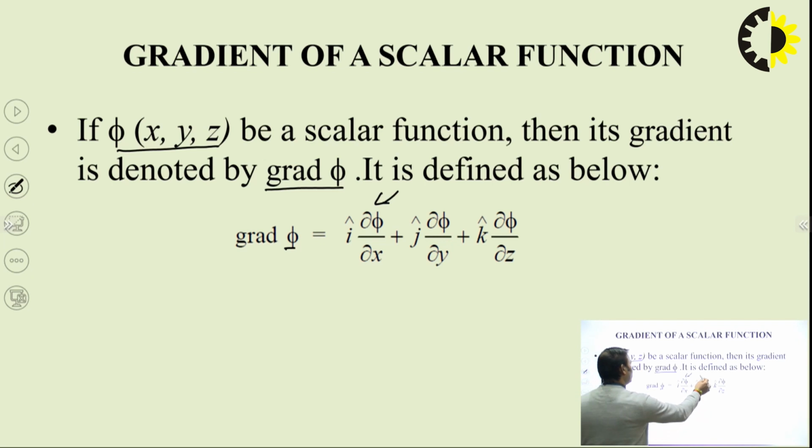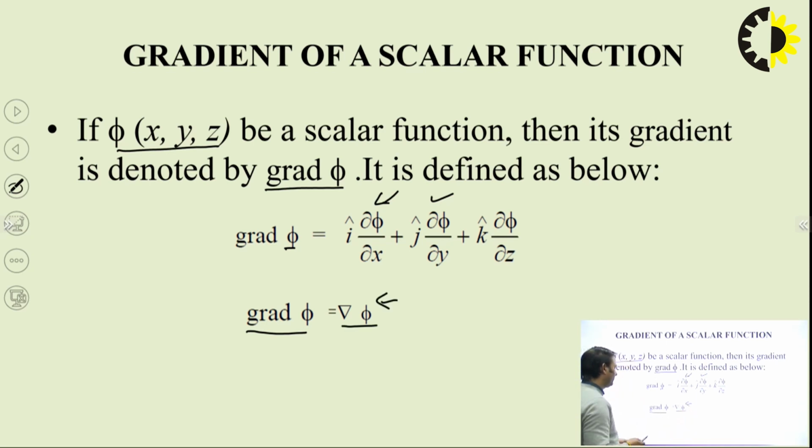Similarly, we must take the partial differentiation of phi with respect to y, and then we have to add the partial differentiation of phi with respect to z. So this quantity is called the scalar function gradient. Simply, it can also be written as grad phi equals del of phi. Basically, this is the del on phi, correct?